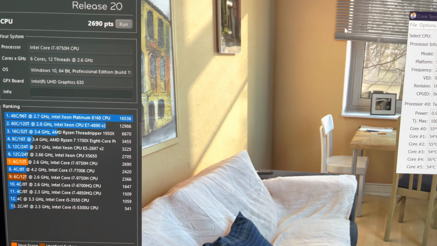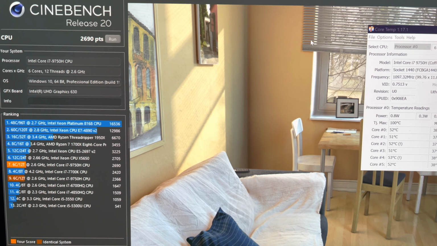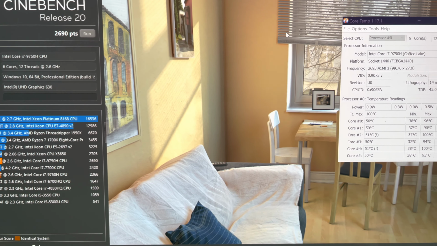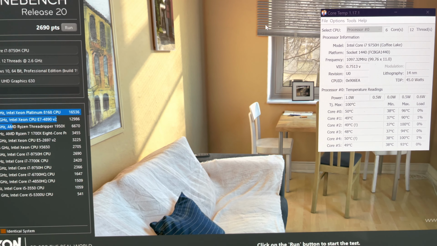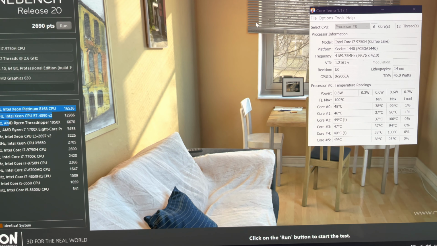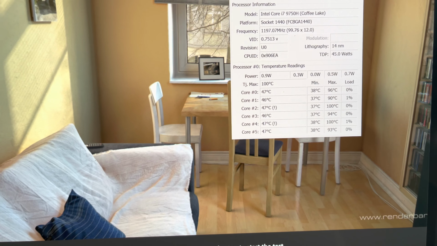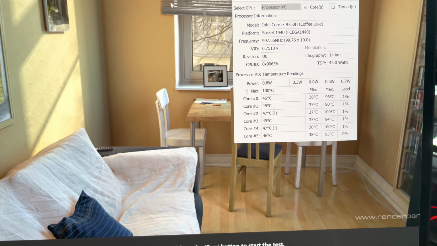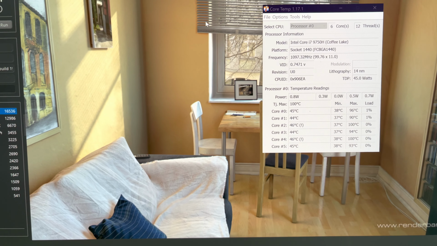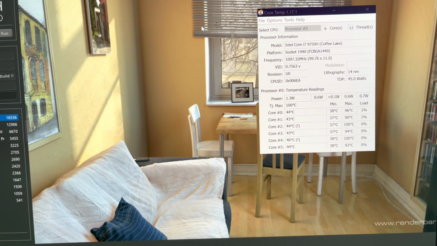Alright, as you can see, we have 2,690 points. So we bumped up the score by around, I would say, 10 to 15% without doing anything other than changing the thermal paste, which took literally like 10 minutes. I did other temperature tests afterwards. I know that didn't change a lot, you might say, but the thing is, the CPU was able to clock higher because there was more headroom in terms of temperature.